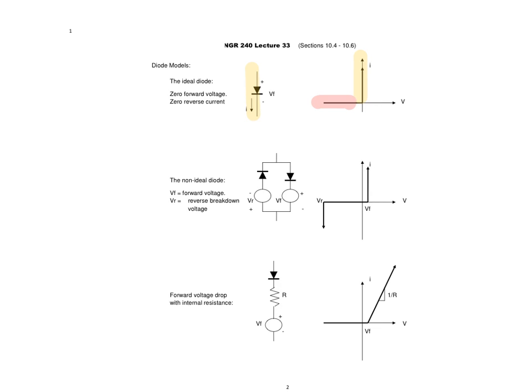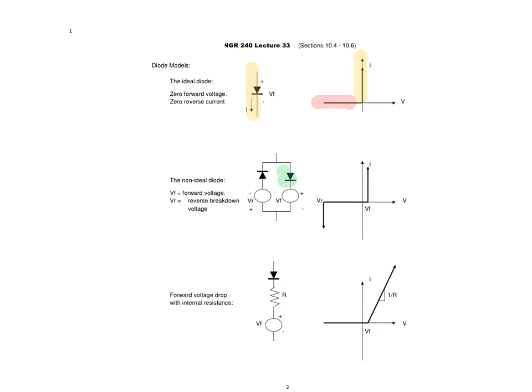Now, a real diode is going to have a forward voltage drop. So what we can do there is we can create a model using the ideal diode model right here, and then we can add the forward voltage drop in the form of a voltage source.